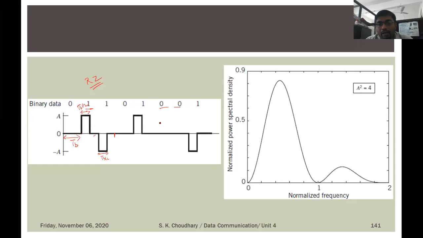There is also the normalized power spectral density versus normalized frequency graph shown, where you can see that there is no DC component because there is no power spectral component at the 0th frequency. It also has a very large power spectral density, A square is represented as 4, so it is a very large value. And this is also a kind of sinc function.